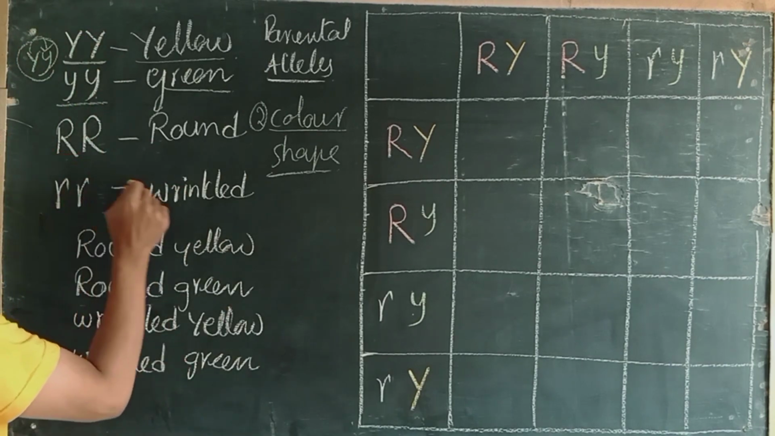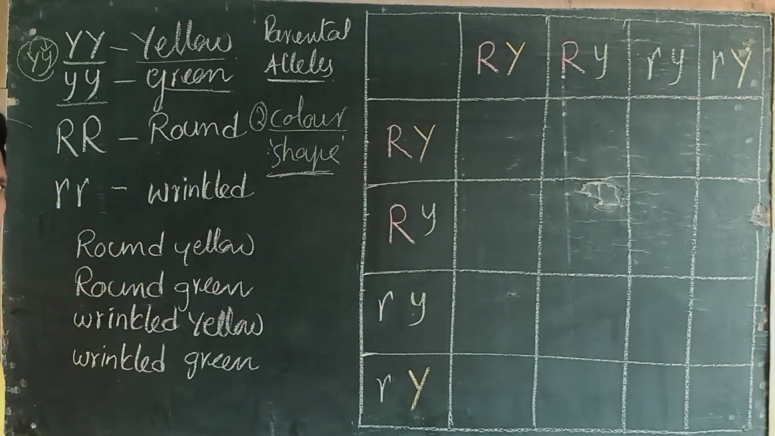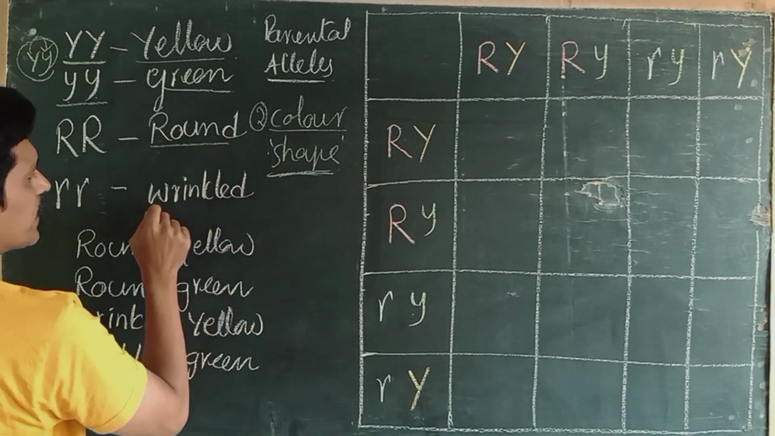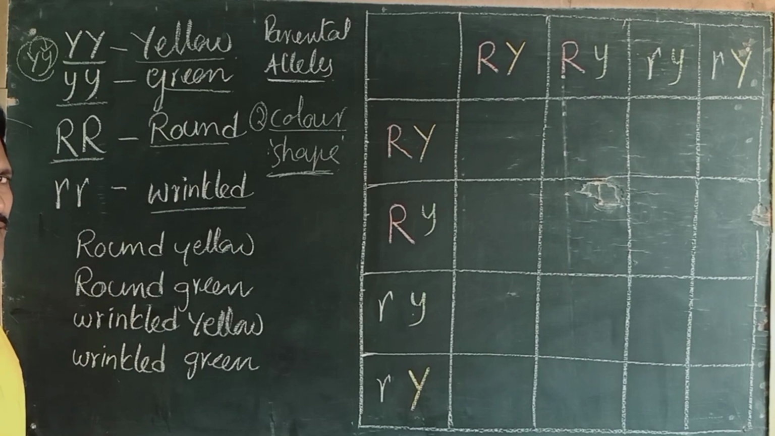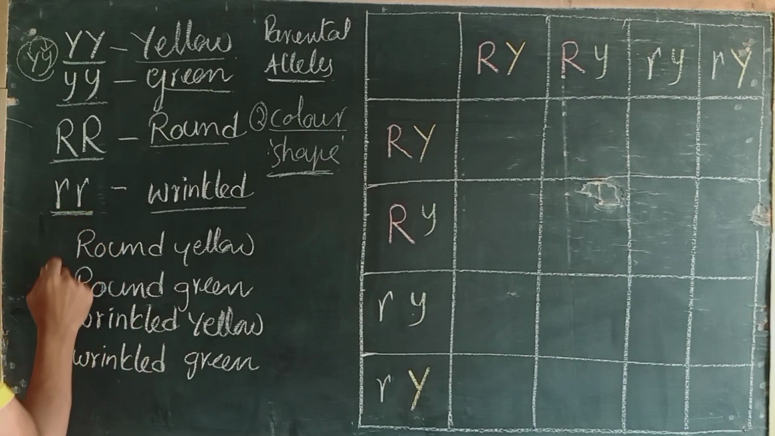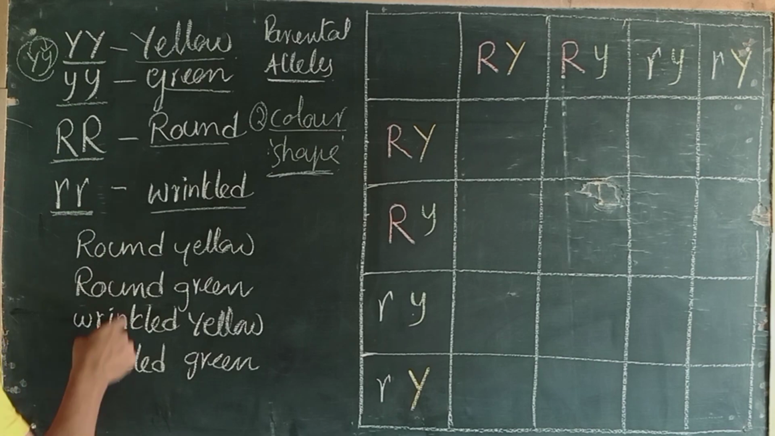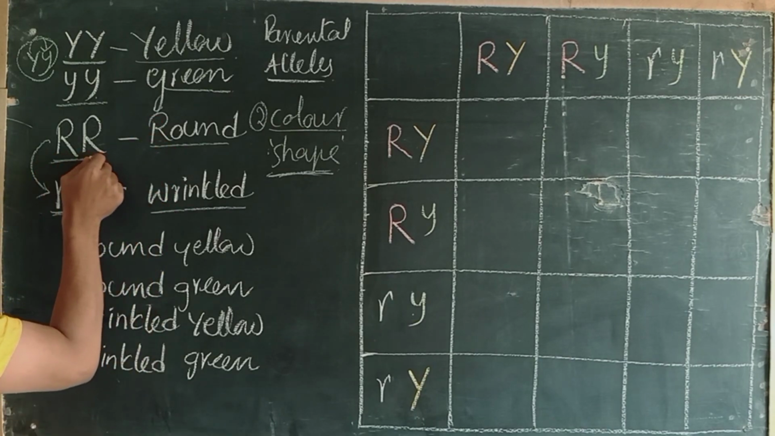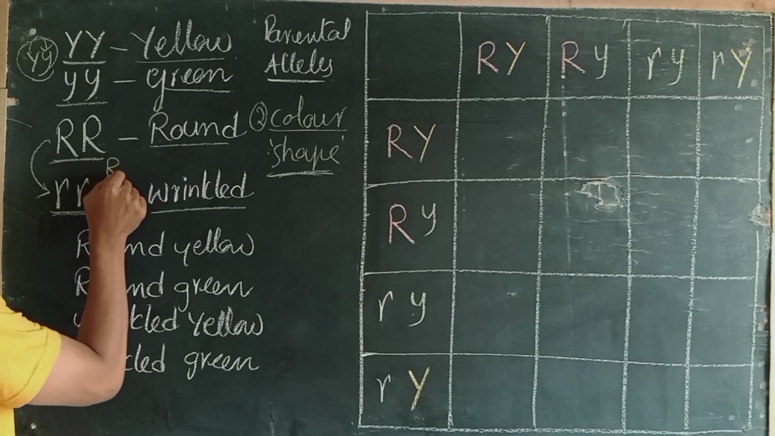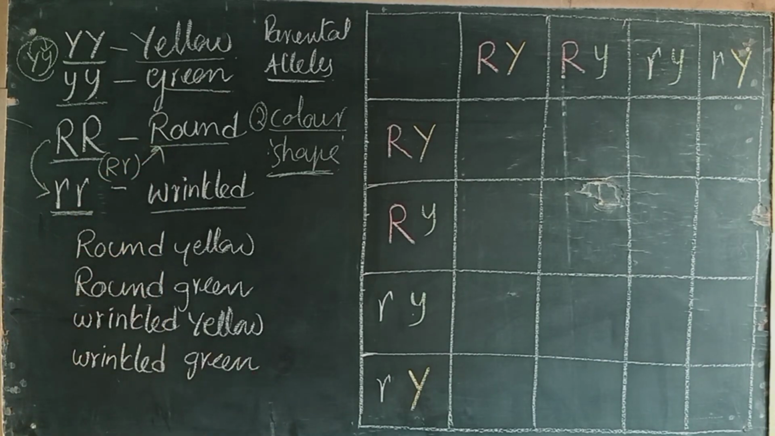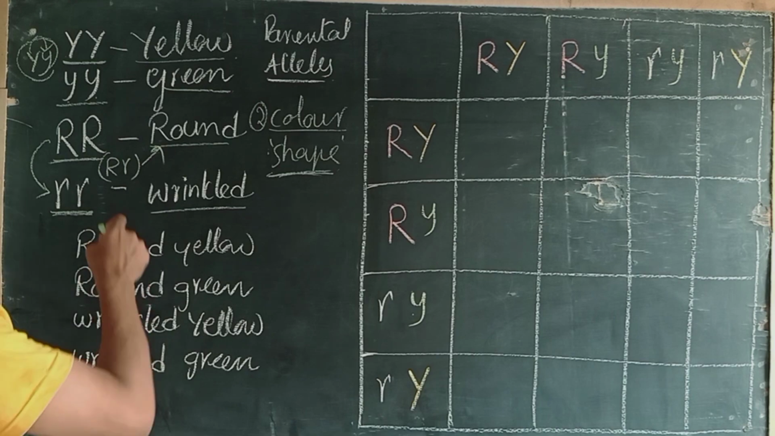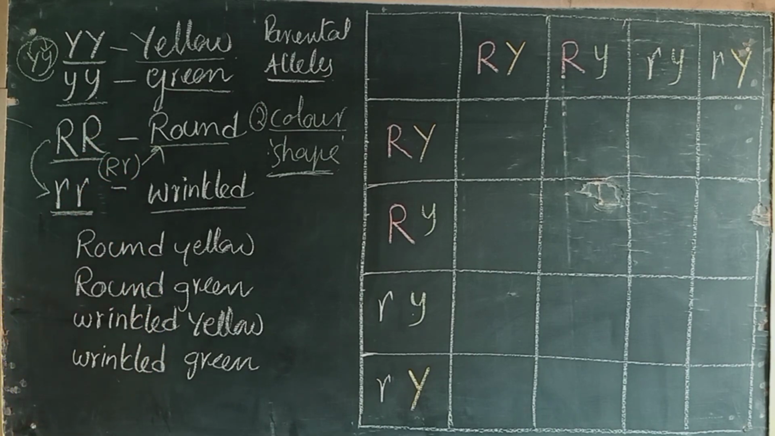And here in the second case, shape. He has taken the second character, shape. The shape itself, round and wrinkled, is taken. Round is characterized by two factors, capital R, and wrinkled is characterized by small r and small r. Here the capital R is dominating the small r. The round character is dominating the wrinkled character. So capital R, capital R is round, and capital R, small r also comes under the character round. Externally that seed is showing the round shape. Why? Because capital R is dominating the small r.